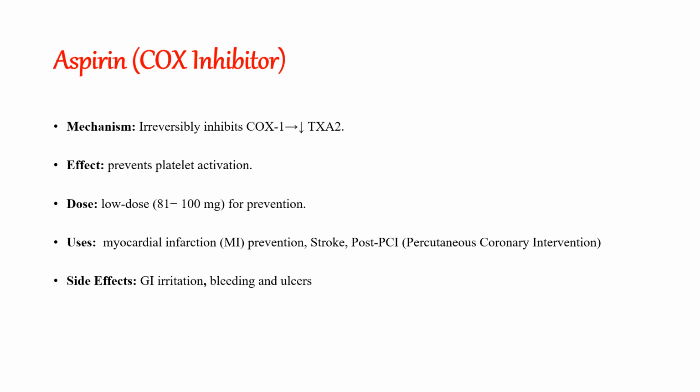Aspirin irreversibly inhibits COX-1, reducing the production of thromboxane A2, a potent platelet activator. This mechanism makes aspirin effective in preventing arterial thrombosis. Low-dose aspirin is commonly used for primary and secondary prevention of heart attacks and strokes, particularly in patients with atherosclerotic disease. However, it carries risks, including gastrointestinal bleeding and ulcers.